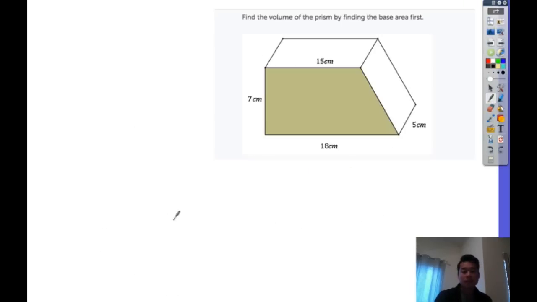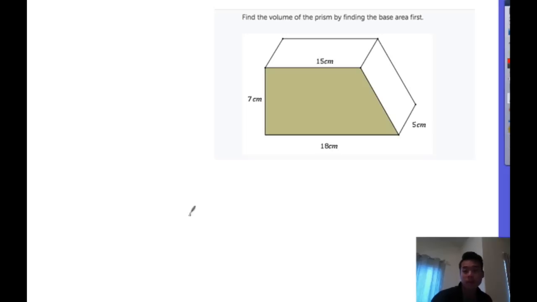Okay, last example for today. I'm going to find the area of this shape. This one says find the volume of the prism by finding the base area first. I went ahead and highlighted it for you. I can quickly tell that I have one set of parallel lines and this is not parallel. So this is a trapezoid.